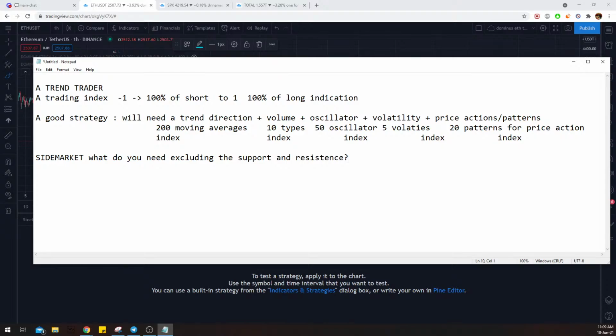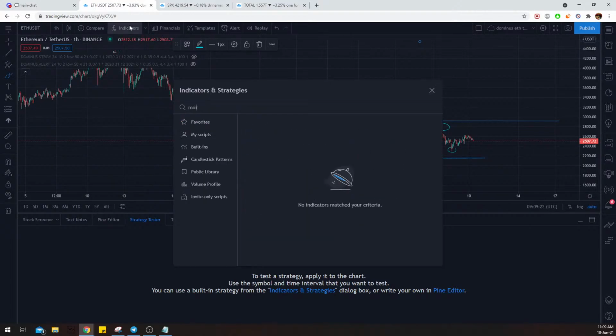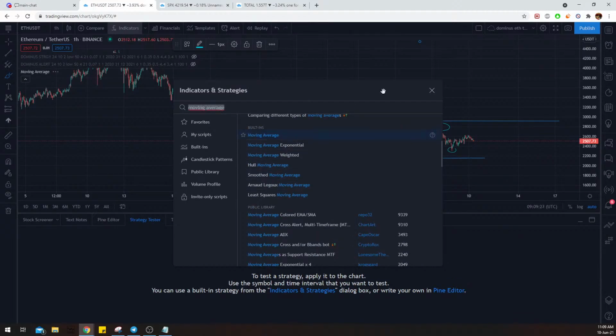So what other tool can you use, for example, in this case, that can help you with support and resistance? Do you need a trend direction, like a moving average? No, because if you take a moving average, for example, you would see it's going to be flat. Let's take a moving average, a normal one.